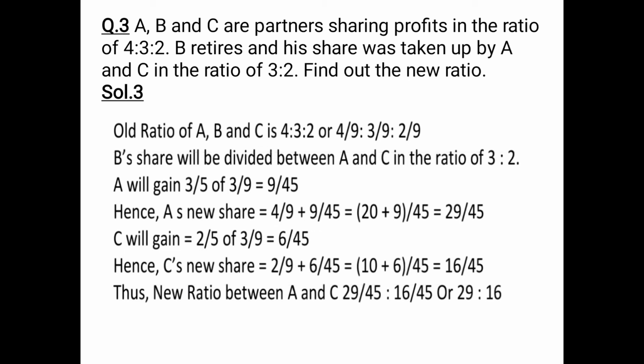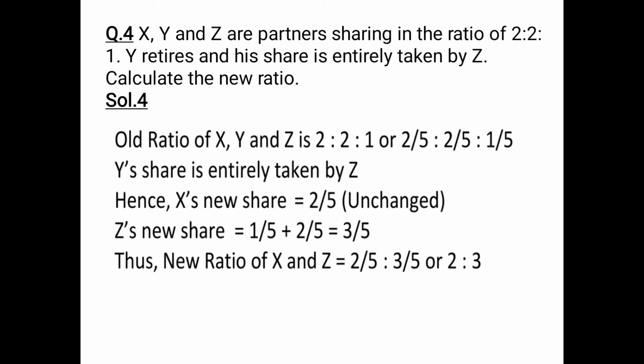So as you can see, the new ratio between A and C is 29 by 45 is to 16 by 45, or we can say 29 is to 16. So I hope the three cases of calculating new PSR in case of retirement is clear to you children. Now the question number 4.